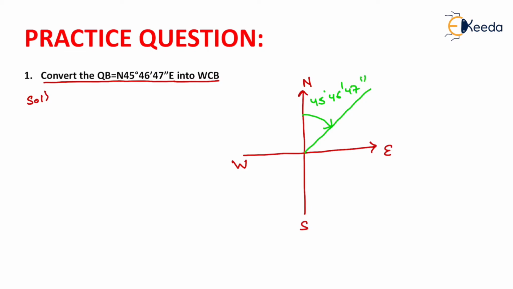And we know that if the survey line lies in the first quadrant, then the quadrantal bearing will be equal to the whole circle bearing. So the WCB of this survey line will be equal to 45 degree 46 minutes and 47 seconds, because this survey line lies in the first quadrant. That is all about this numerical.